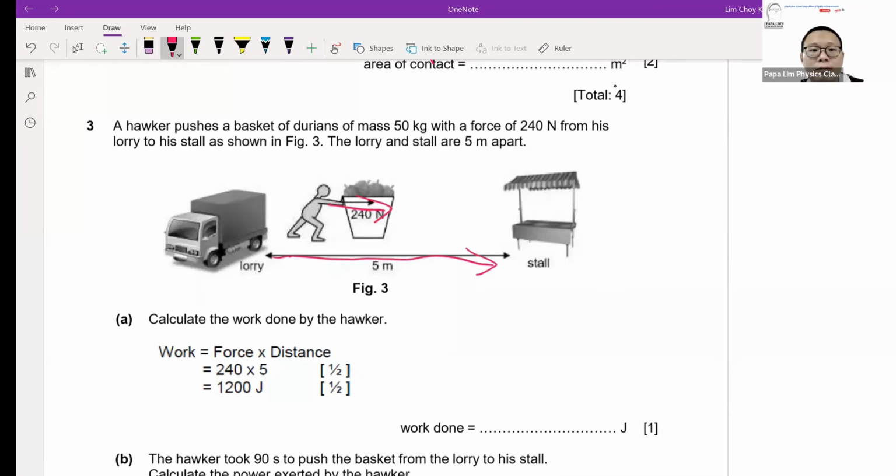So work done will simply be 240 times 5. So 240 times 5, you will be able to get the work done by the hawker, which is 1,200 joules.